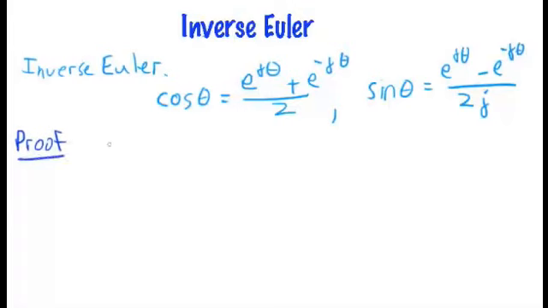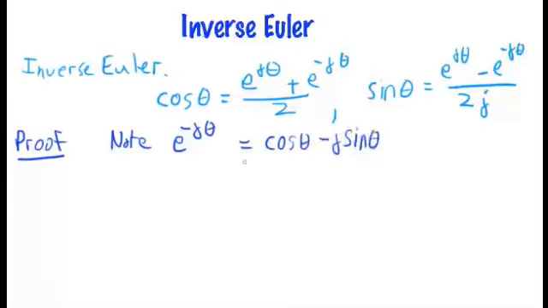Before starting the proof, let's note one thing. E to the minus j theta equals cosine of theta minus j sine theta. This is because cosine of minus theta is cosine of theta, and sine of minus theta is minus the sine of theta. Now we can start the proof proper.